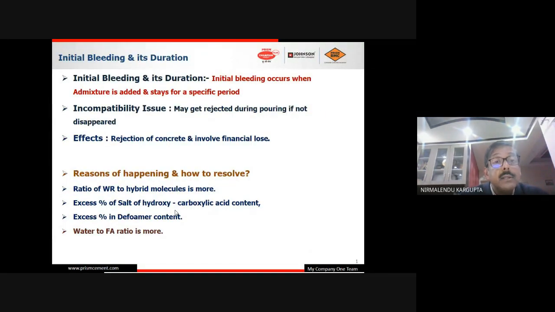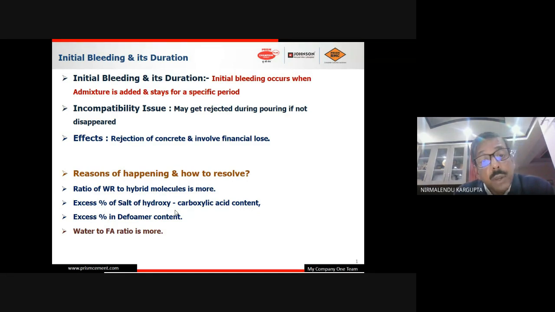Initial bleeding and its duration. Initial bleeding occurs when admixture is added and stays for a specific period. You also know, everybody knows it. What is the incompatibility issue? May get rejected during pouring if not disappeared. If it is not disappeared, the client may reject it. भाई तुम्हारा concrete bleed है, हम नहीं लेंगे. बोल जा, हमारा रोज ही होता है. सब RMC plant पे होता है. कुछ ना कुछ plant से होगा. What would be the effect? Rejection of concrete and financial loss. Very simple. यही हो रहा है.